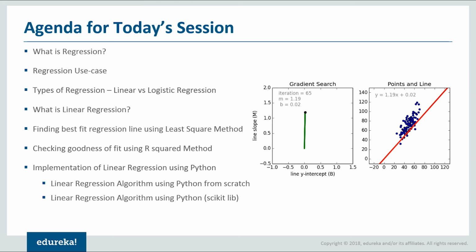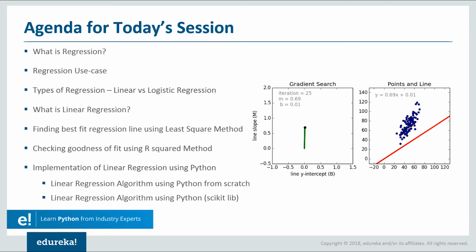So we'll start our session with a quick overview of what is regression, as linear regression is one type of regression algorithm. Once we learn about regression, its use case, the various types of it, next we'll learn about the algorithm from scratch, where I'll teach you its mathematical implementation first. Then we'll drill down to the coding part and implement linear regression using Python.